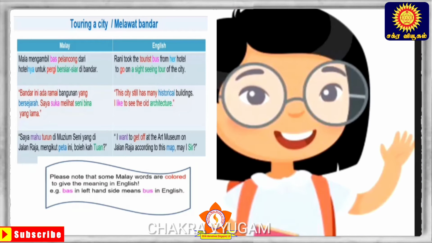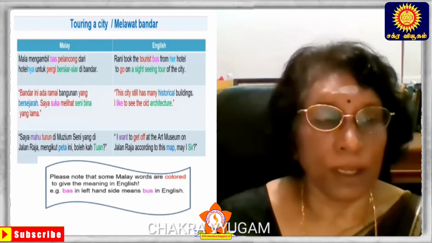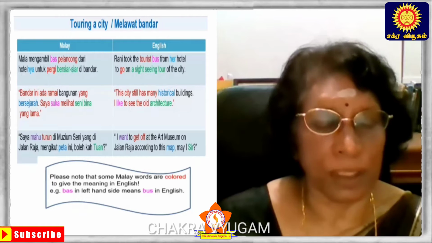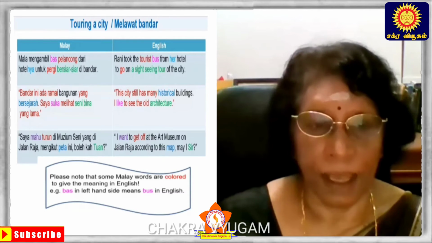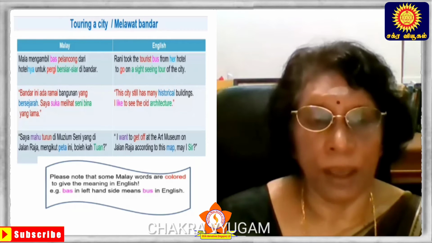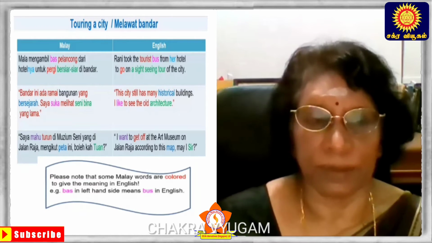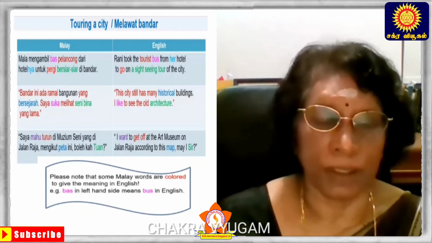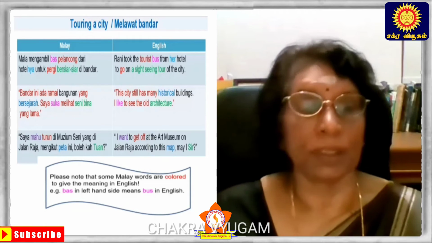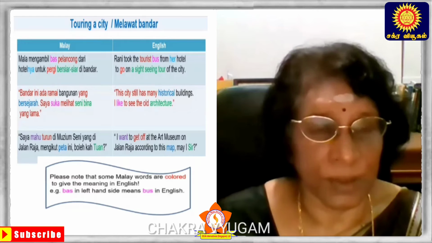Next. Bandar ini ada ramai bangunan yang bersejarah. Saya suka melihat seni bina yang lama. Okay. Now she is looking at the city. Bangunan is buildings. Historical. Sejarah is history. So bersejarah is historical. Ramai, many. And look at, I like to see. Melihat, lihat is the root word, to see. Saya suka, like to see. Seni bina. Now, bina means to build. Seni is an art. So architecture is an art of building. So that's the word for architecture. Yang lama, that is old. So this city is maintaining some of the old buildings with the historical buildings with old architecture, and she finds that attractive. All right, she likes to look at them.